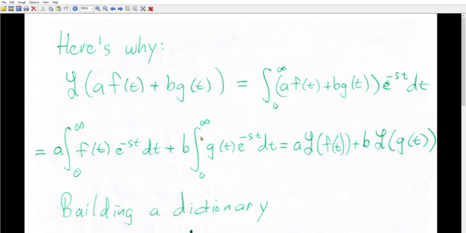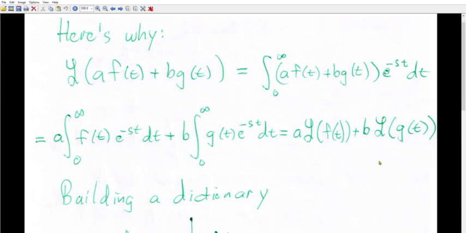And what we can see here is a Laplace transform of f plus b Laplace transform of g. And that is why we have linearity. And that's going to be important because it's going to allow us to take complex expressions and write transforms of simpler expressions.